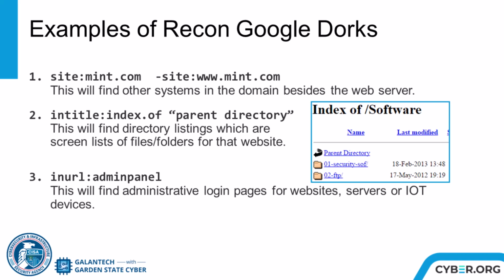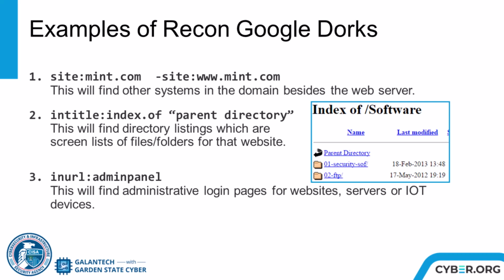Number 2, with in_title:_index.of, we'll find any directory listings. This can be a real vulnerability issue as it can provide a map of the website, and often the files or downloads are not restricted when accessed from the directory listing.